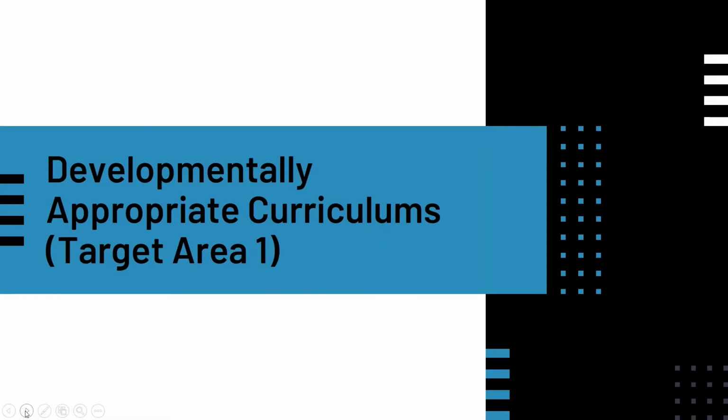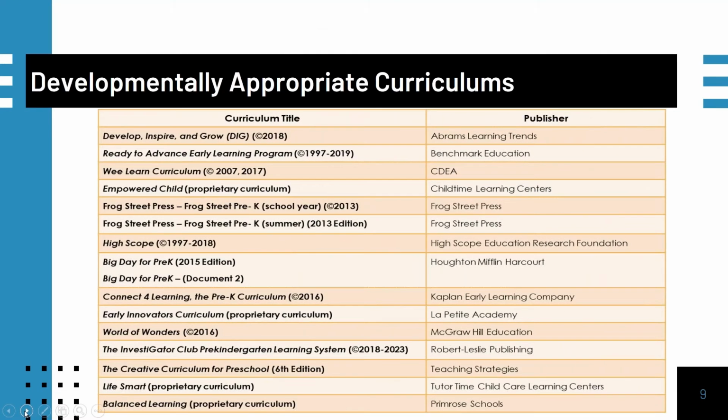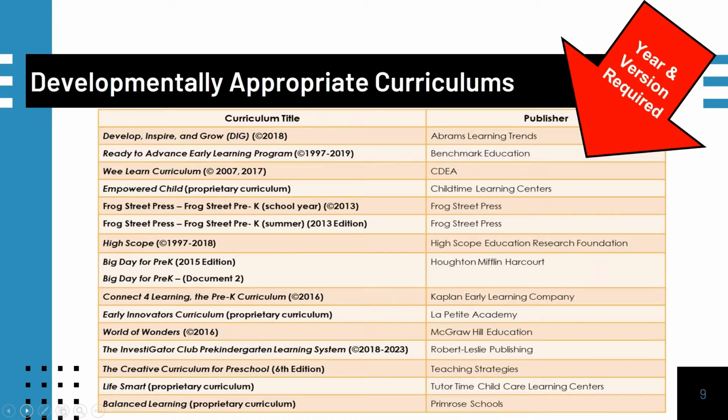So now we're going to talk about target area 1, developmentally appropriate curriculums. First things first, you want to make sure that you have the current year and version required. So this is the list, and like I said, it is one of the handouts in the handout section for you. So as you can see, you do have a selection.